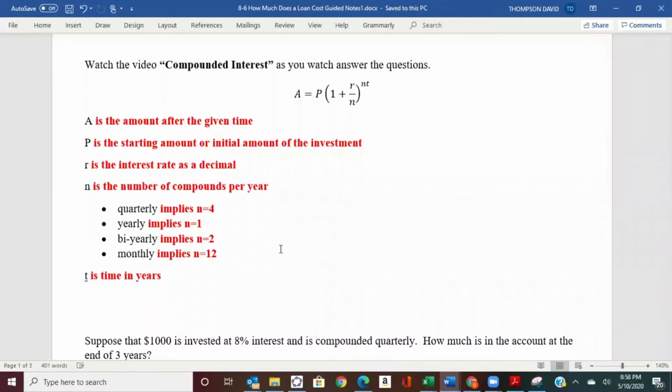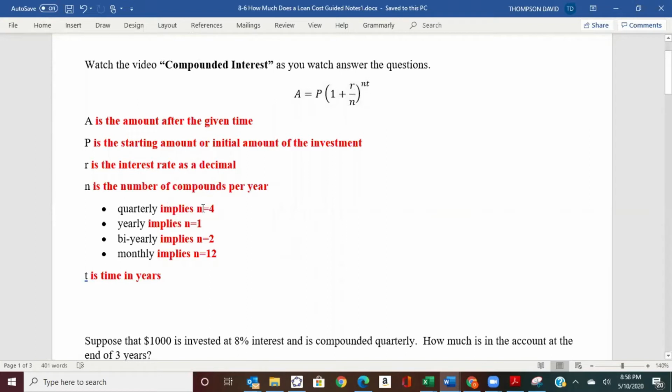In this video, I want to talk about how to use the compound interest formula and some other finance formulas. So let's first work with the compound interest formula, which is given in the form of A, which is the amount after the given time, P, which is the principal or starting amount of your investment, and then you have r, which is the rate as a decimal, and n, which is the number of compounds per year.